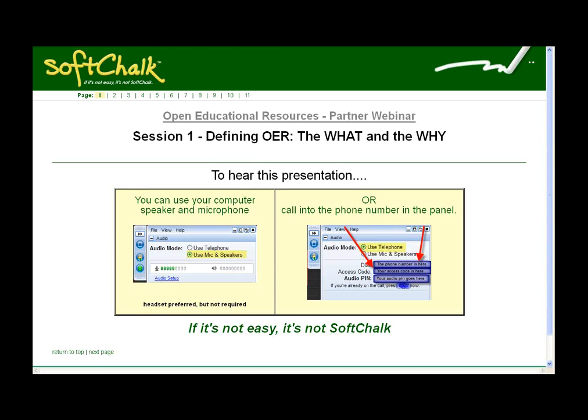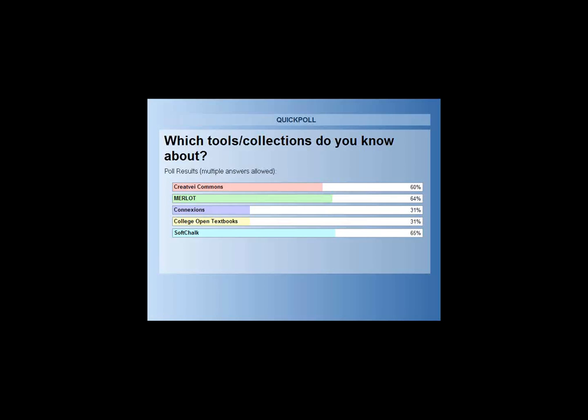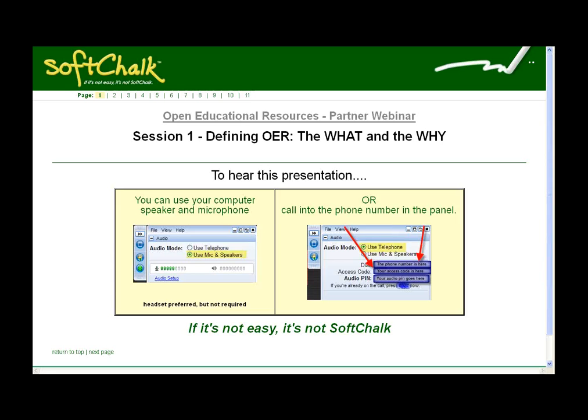Okay. We have about 3/4 of you voted. I'll give you another moment to have the others in there. So I'm going to close the poll and share it with you. So we have interesting numbers. Creative Commons, MERLOT, and SoftChalk, about 2/3 of our audience know about those, and about 1/3 know about Connections and College Open Textbooks. Interesting.